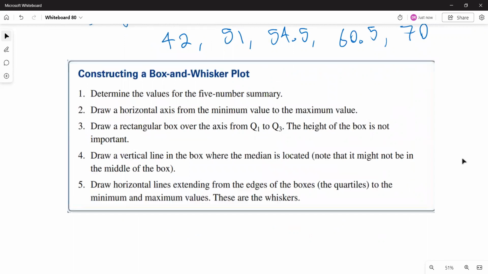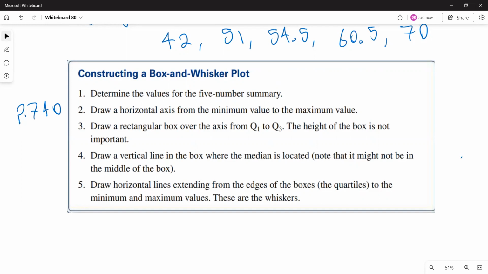Okay, so to construct a box and whisker plot, you first need to determine the values for the five number summary because it's a graphical representation. Next, draw a horizontal axis from the minimum value to the maximum value. Step 3, draw a rectangular box over the axis from the first quartile to the third quartile. In this case, the height of the box is not important.